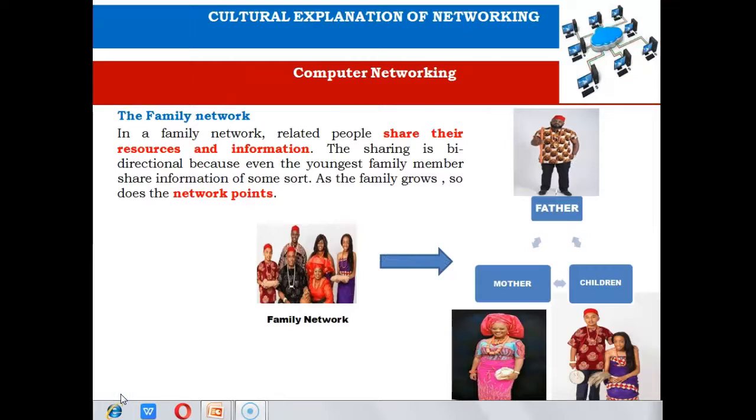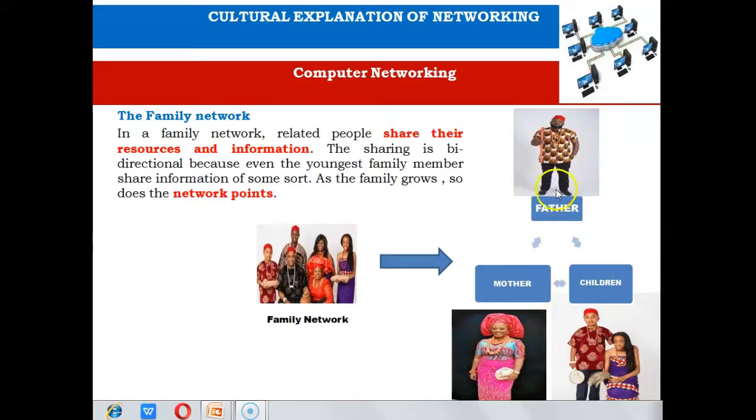One of the cultural explanations of networking is the family network. In this network, the father depends on the mother. Likewise, the mother depends on the children, and the children depend on the father and the mother. This relationship is bidirectional because every member of this family shares their resources, ideas and information in one way or the other. And as the family increases, so does the network points.